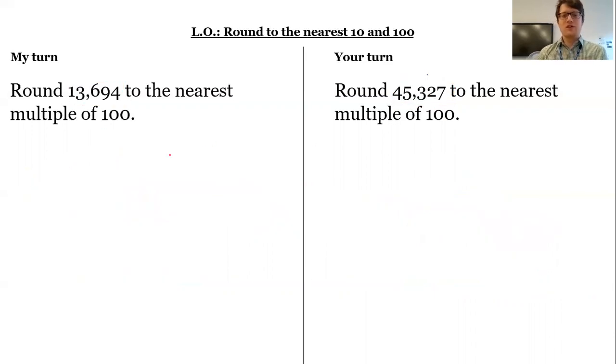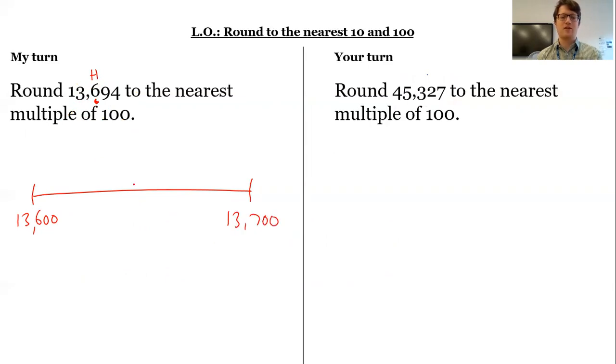Okay, also we're going to look at rounding to the nearest 100. So this time I'm going to again draw my number line. But now I need to be thinking, what are the nearest multiples of 100? What are the 2 multiples of 100 on either side of this number? So 13,600, again, if I really stress that hundreds column, I can hear I've got 13,600. And then what's the next multiple of 100? Well, I just add 100, 700.